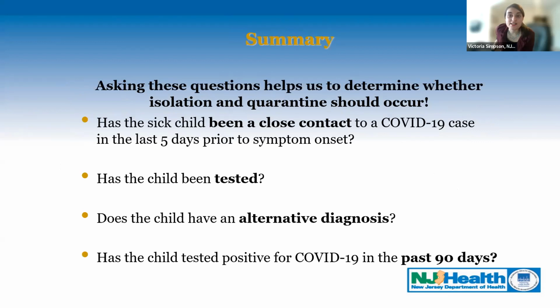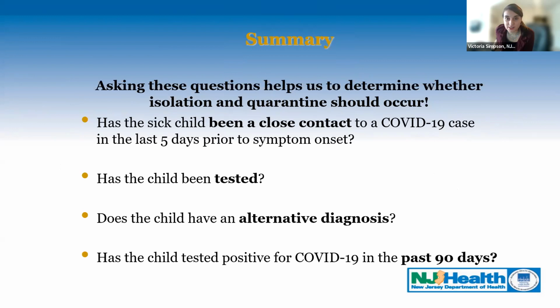So just to summarize, the questions on this slide help us to determine if there is COVID-19 present in the childcare center. Asking these questions helps us to determine whether isolation or quarantine should occur. So just to remind you, those questions are: has the sick child been in close contact to a COVID-19 case in the last 5 days prior to their symptom onset?